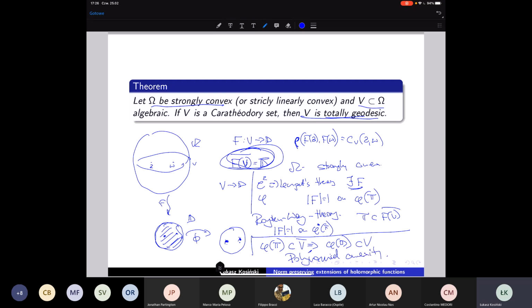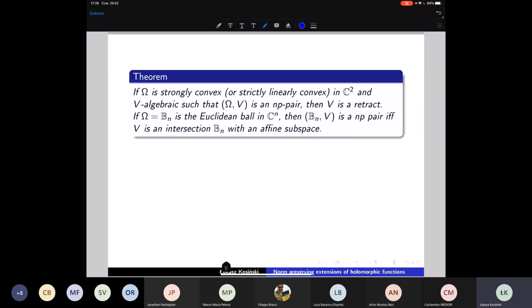Okay, and the same idea works if sets are linearly convex. So in particular, if omega is linearly convex in C2 and V is algebraic, and omega, V is an NP pair, then V must be either a single point or a geodesic, or it is the whole domain. Why is it so? This is a simple consequence of this theorem.